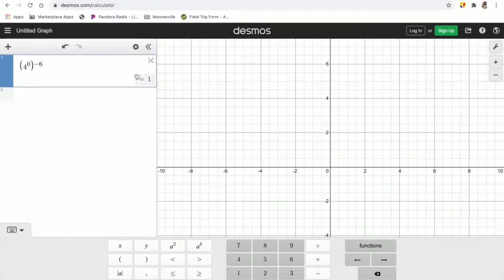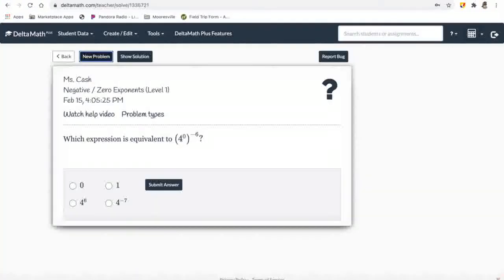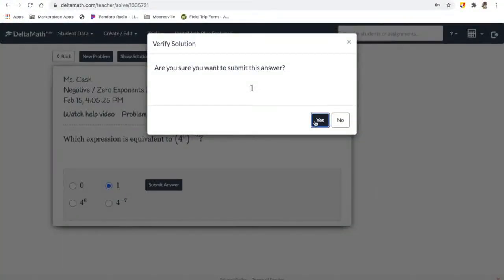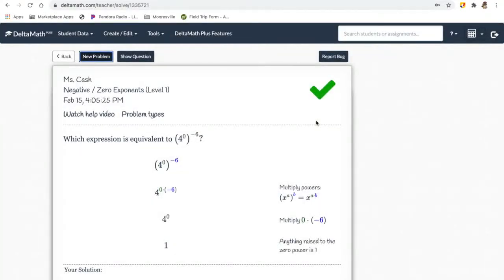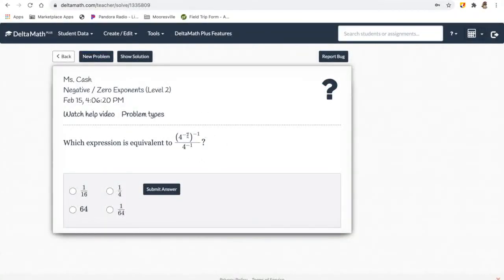It says that the answer is 1. I go to DeltaMath. There's 1. I hit submit. Yes. And we got it correct. Here are some problems that are a little bit more complicated. They might have some more division in them.